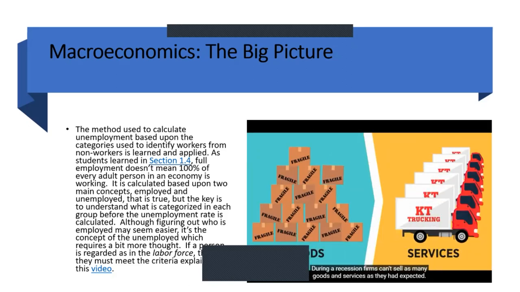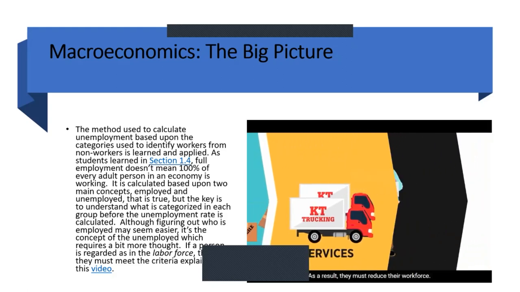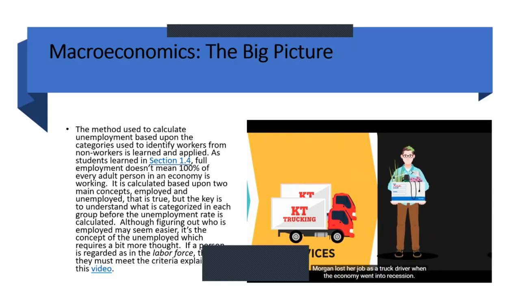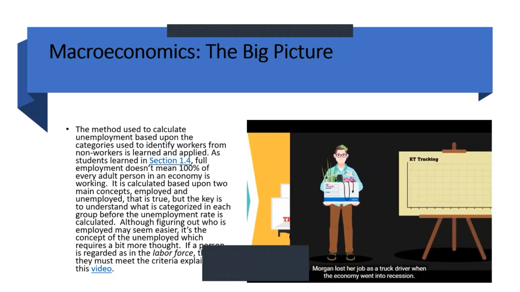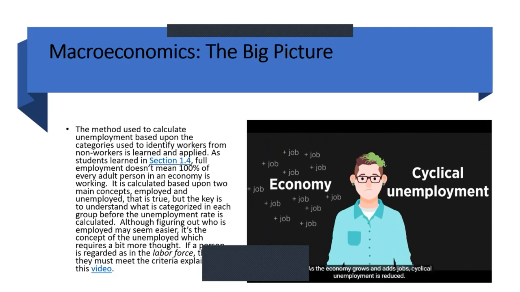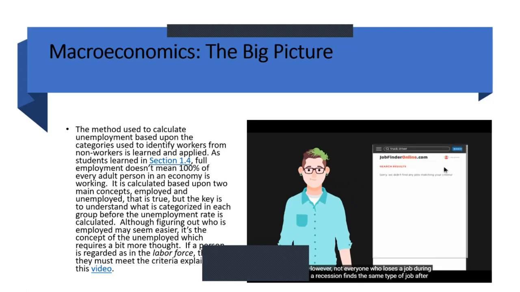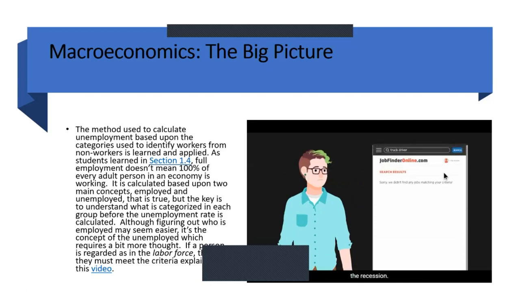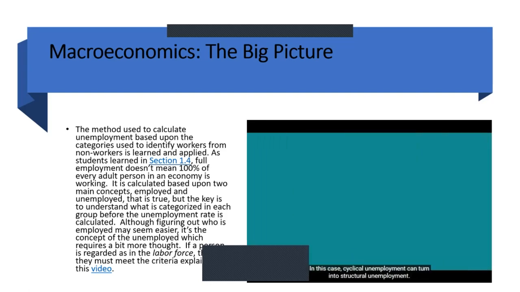During a recession, firms can't sell as many goods and services as they had expected. As a result, they must reduce their workforce. Morgan lost her job as a truck driver when the economy went into recession. People bought fewer goods, so the demand for shipping services and therefore truck drivers went down. As the economy grows and adds jobs, cyclical unemployment is reduced. However, not everyone who loses a job during a recession finds the same type of job after the recession. In this case, cyclical unemployment can turn into structural unemployment.